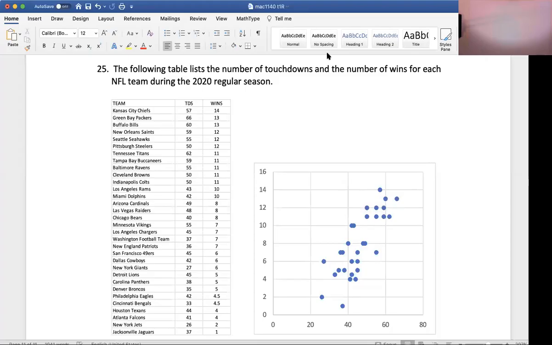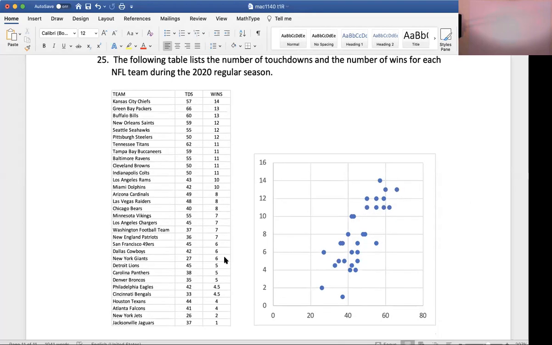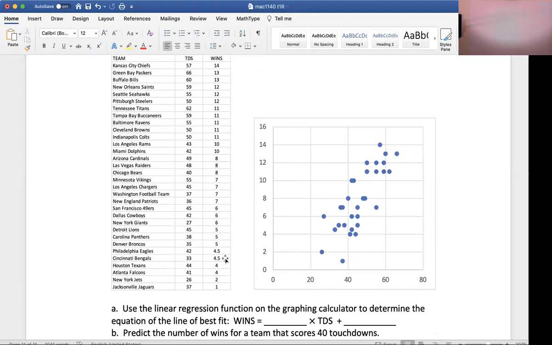So this question gives us NFL teams, the number of touchdowns, and the number of wins during the 2020 regular season. The teams with 4.5 wins tied each other. That's why I gave them each a half a win for the tie. And we have a scatter plot here, number of touchdowns on this axis, number of wins on that axis. And it looks rather linear. And our goal is to do a linear regression to find that line of best fit. So how can we predict the number of wins from the number of touchdowns?